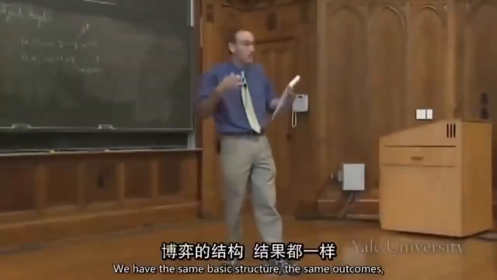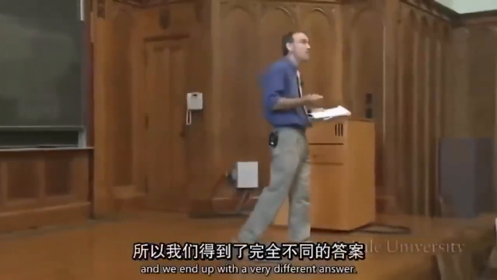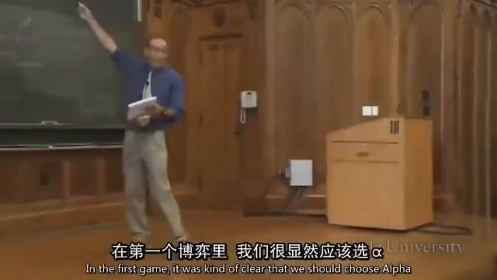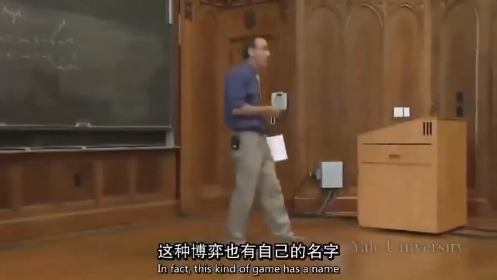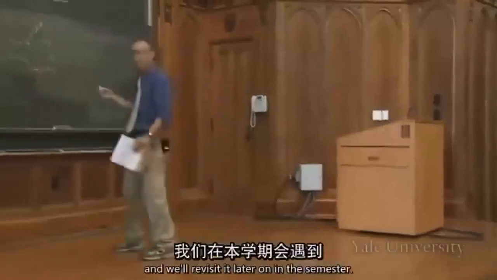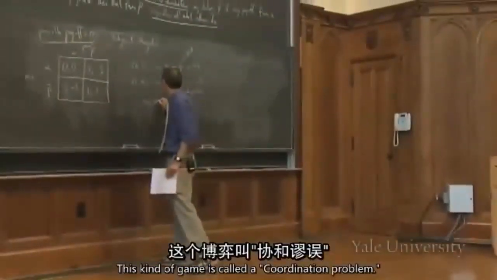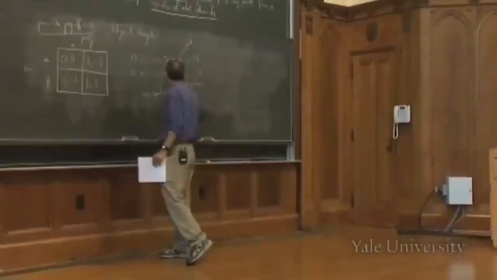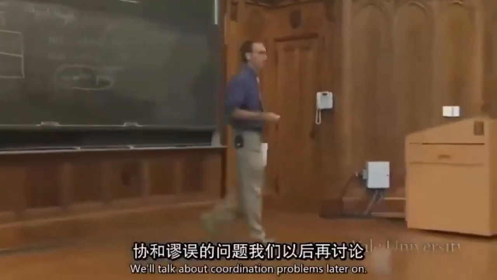So here's a game where we just change the payoffs. We have the same basic structure, the same outcomes, but we imagine people cared about different things, and we end up with a very different answer. In the first game, it was kind of clear that we should choose alpha, and here it's not at all clear what we should do. In fact, this kind of game has a name, and we'll revisit it later on in the semester. This kind of game is called a coordination problem. And we'll talk about coordination problems later on.